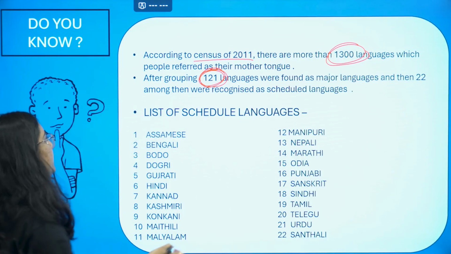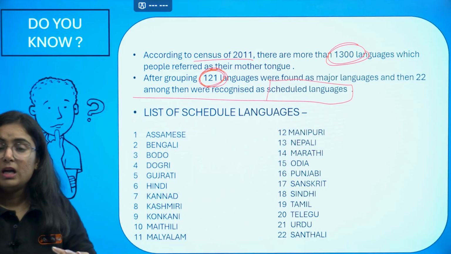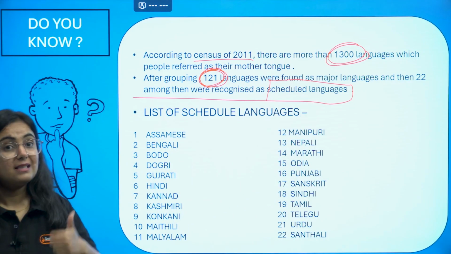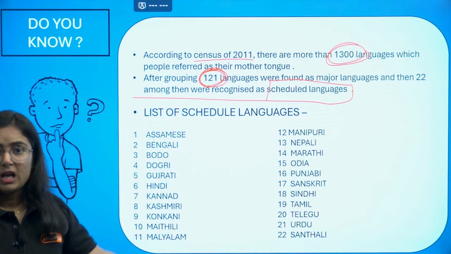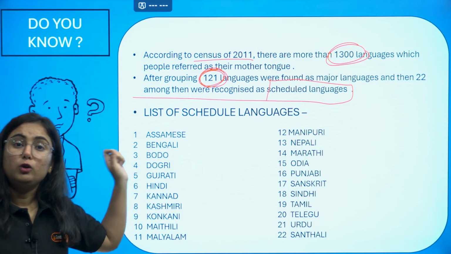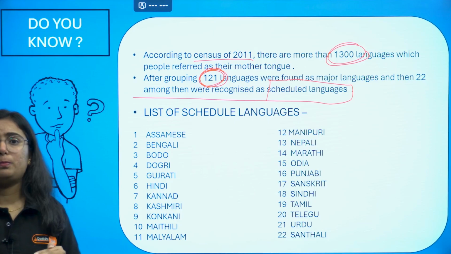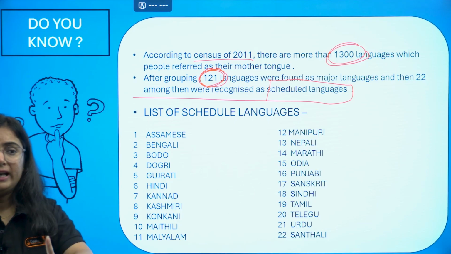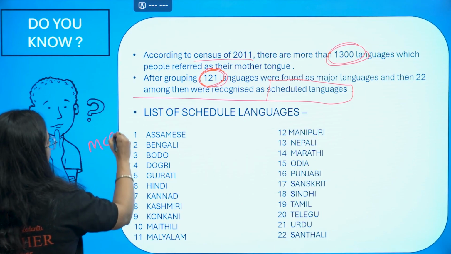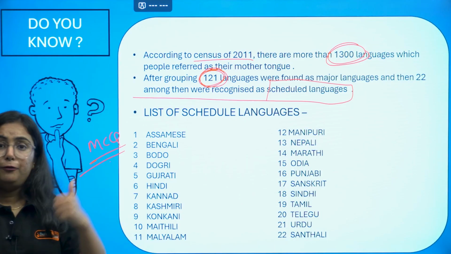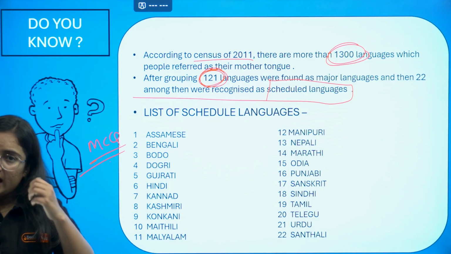Out of this, 22 were recognized as scheduled languages. This is the list of scheduled languages here. Okay, I want every student of mine to know this because I know this is not going to come in the exam, but being an Indian, we should be aware of that. And the second most important point, in last year's question paper, you will see one MCQ from this topic. So if we want to be a topper, we cannot leave any topic that is given in your NCERT. It is important.